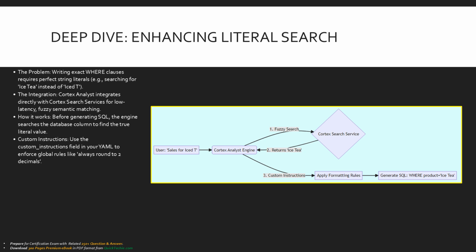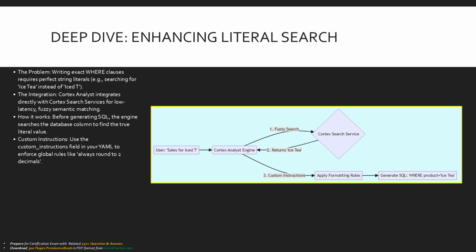Additionally, for further control, you can use the custom instructions field directly in your semantic model. This allows you to write plain English directives like always round currency to 2 decimal points or default to the last 12 months if no date is specified, ensuring the generated SQL perfectly matches your corporate reporting standards.